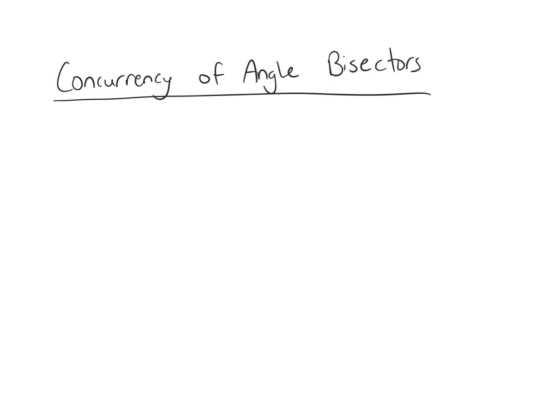Now we're going to talk about concurrency of angle bisectors. We just talked about concurrency of perpendicular bisectors. Now we're going to talk about the angle bisectors. From lesson 1, would you say that perpendicular bisectors and angle bisectors are fairly similar to each other? Yeah. What's the one difference? One's for angles and one's for sides. Similar idea here.